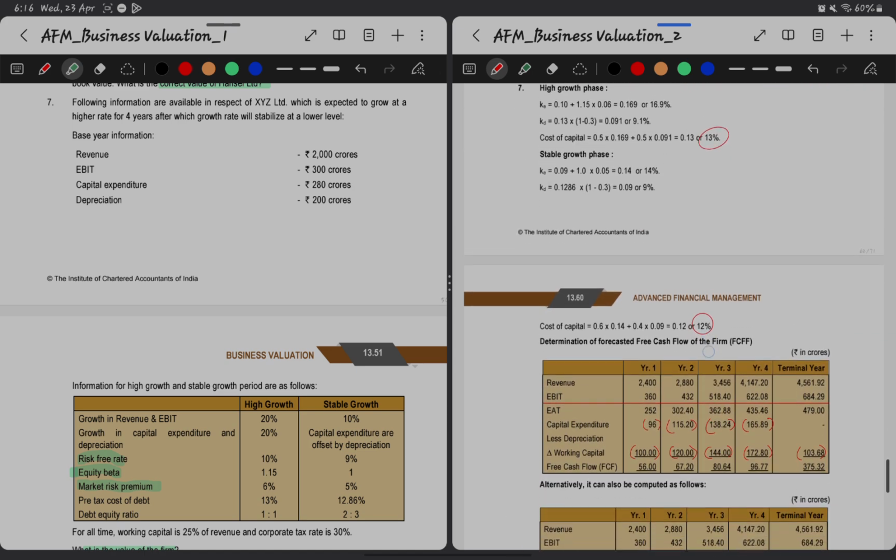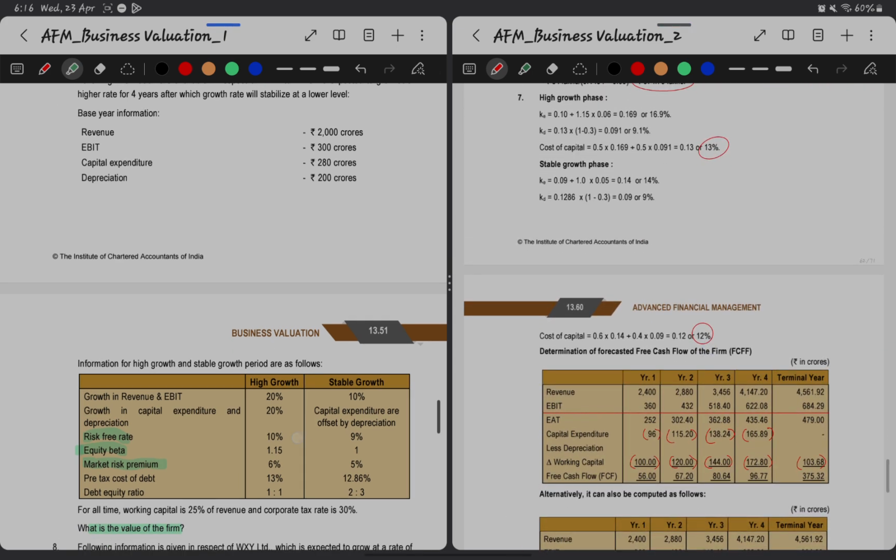Fine. As we've seen, they have asked the value of firm, and we have information for free cash flow to firm, information for KE, and the growth rate is already there. So we have to make 4 years of projections, find out 4 years of future cash flow, then discount it to present value terms, and the stable growth signifies the terminal value. The terminal value also we have to discount to current year terms, then that will be the value of firm. The discounted free cash flow to firm will be the value of firm here.